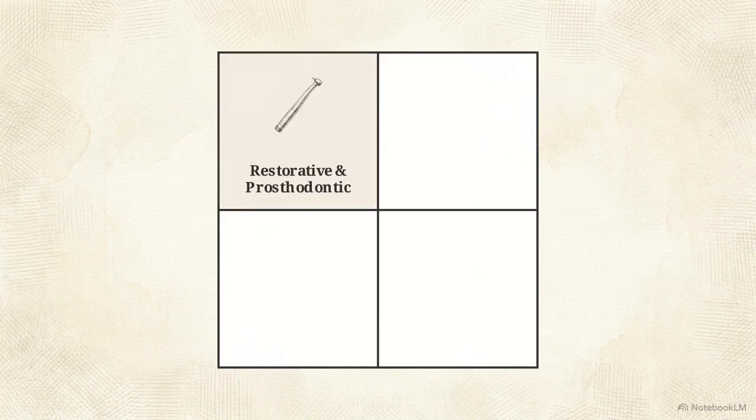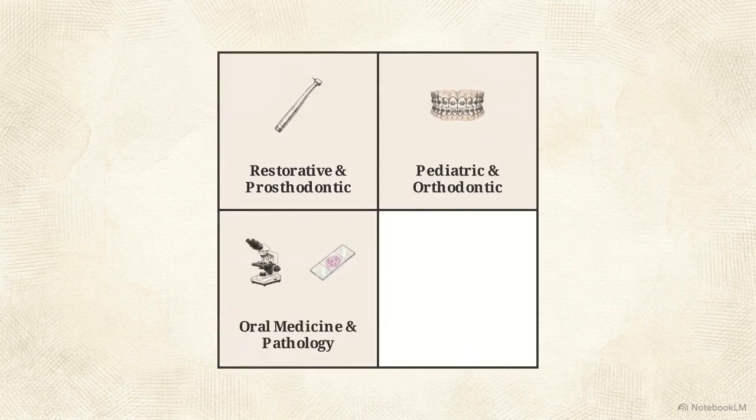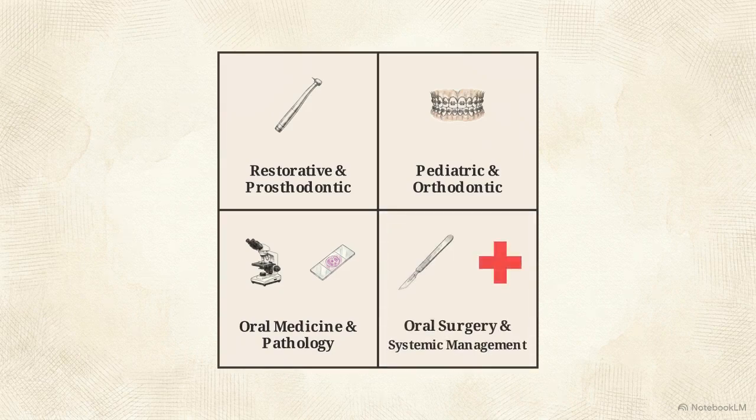Pillar 1 addresses restorative and prosthodontic management. Pillar 2 manages pediatric and orthodontic concerns. Pillar 3 focuses on oral medicine and pathology. Pillar 4 organizes oral surgery and systemic management.